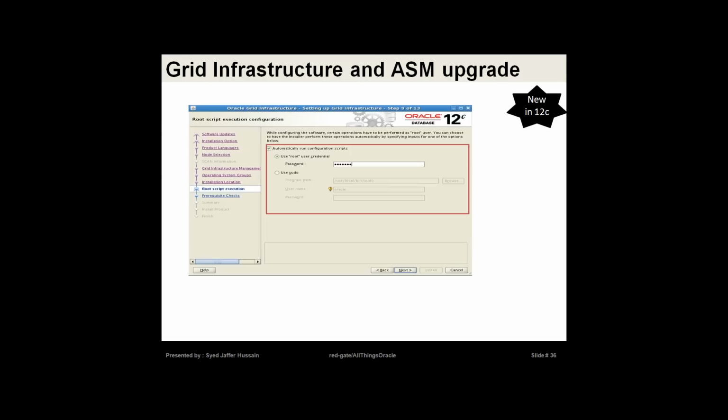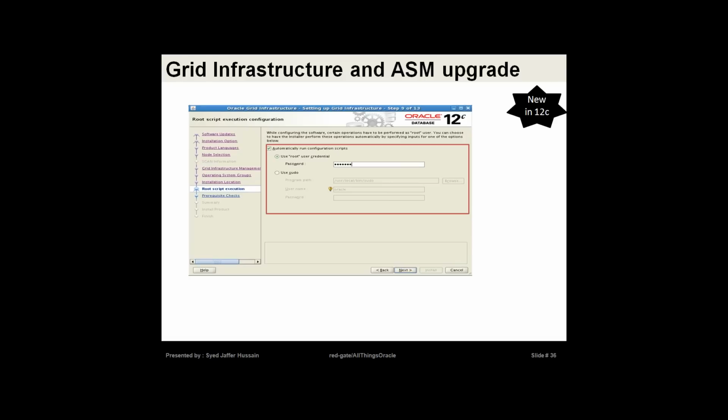Now here is the root script execution. This is a new feature in 12c. In previous releases, once you finished your upgrade, the OUI would prompt you to run rootupgrade.sh manually. Now in 12c it has been automated. Either you can authenticate a sudo user to run this rootupgrade script automatically after the completion of the grid infrastructure software installation to perform your upgrade, or you can use the root user as well. If you don't select this automatic run configuration script, then you will be prompted to run rootupgrade at the end of the upgrade to complete your upgrade process.